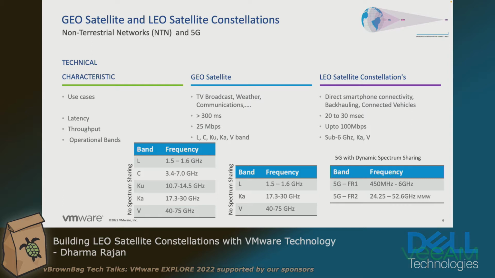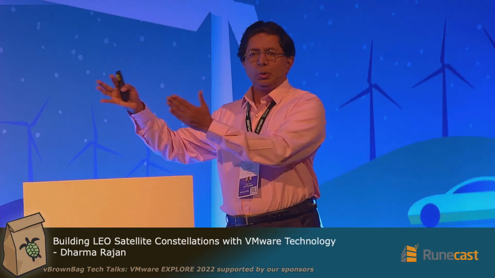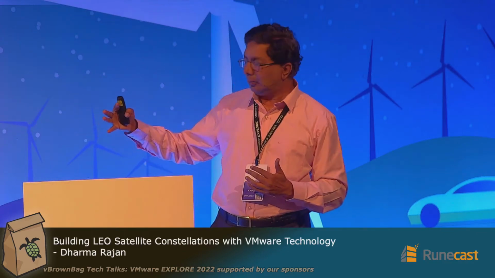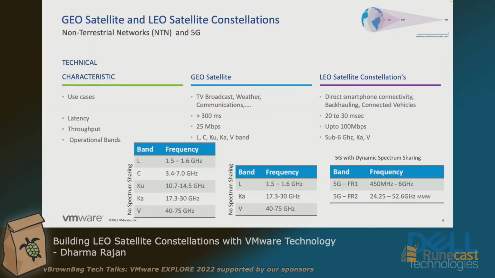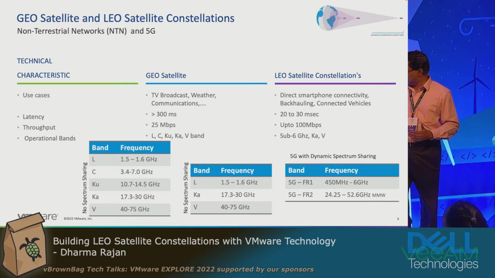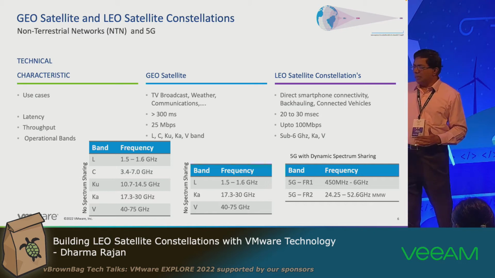3GPP has defined spectrum bands for 5G in the 450 megahertz to 6 gigahertz range. LTE was anywhere from 560 megahertz to 2.7 gigahertz. So the L band frequency spectrum of 5G matches well with that of LEO. The second thing, if you look at all the new spectrum that is being auctioned, anywhere from 24.25 gigahertz to 52.6 gigahertz, they fall within the category of K-band and V-band.